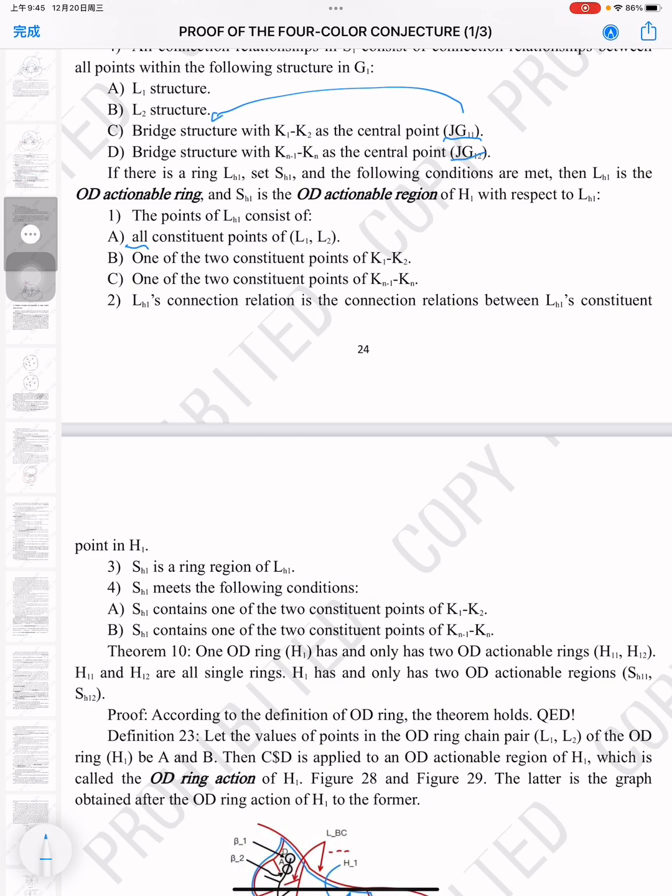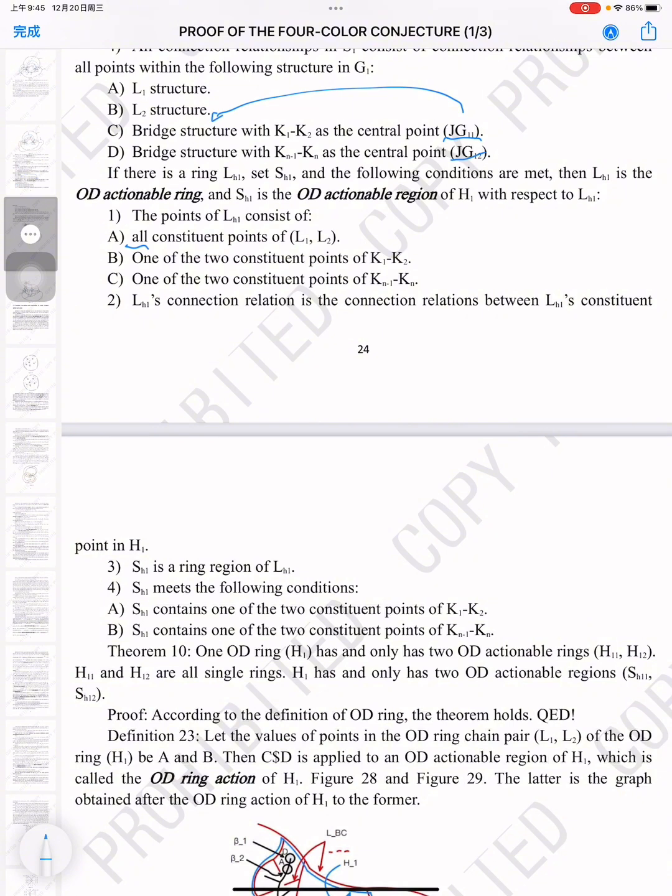4. SH1 meets the following conditions. A. SH1 contains one of the two constituent points of K1-K2. B. SH1 contains one of the two constituent points of Kn-1-Kn.